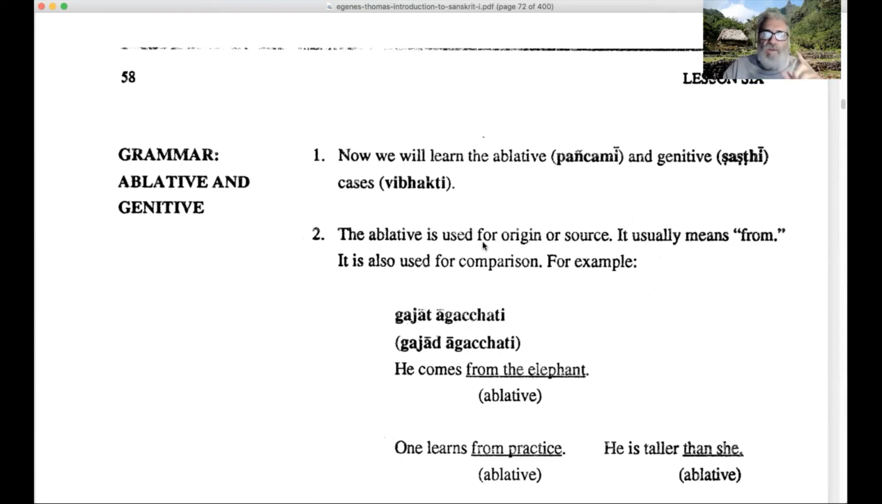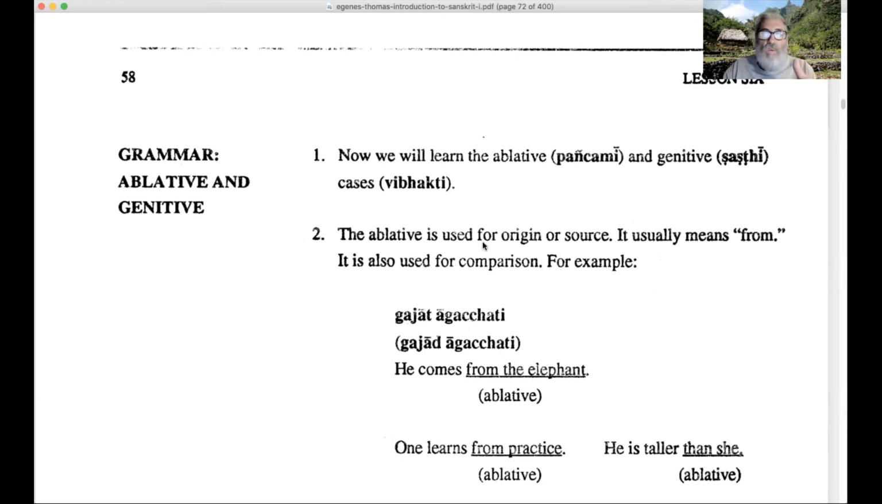Okay, so now we've learned four cases so far, in three numbers: singular, dual, and plural. We've learned nominative singular, dual, and plural, accusative singular, dual, and plural, instrumental singular, dual, and plural, and dative singular, dual, and plural. So that means we've learned 12 case endings for nouns.